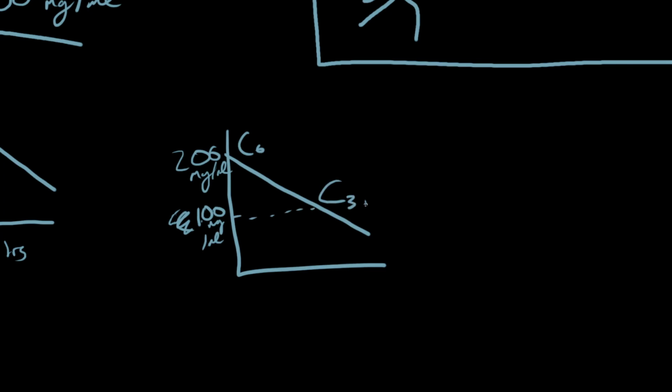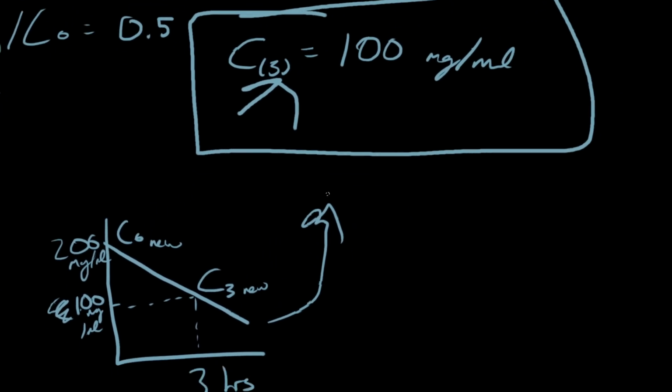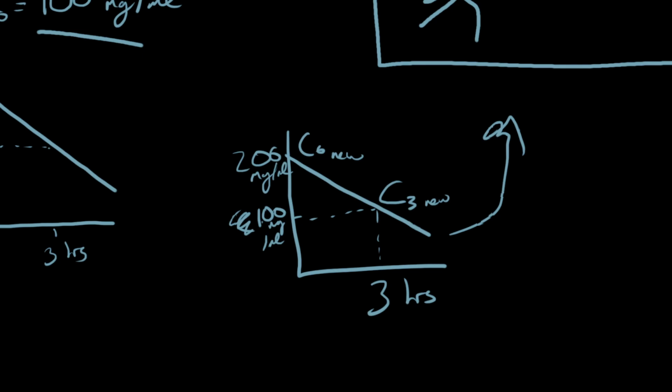This is our C3 new, C0 new, and this is at 3 hours. That's how we would get, this is how we would actually solve this parameter that they're asking of how do we get a concentration at 3 of 100 milligrams per ml. You just double the dose instead.